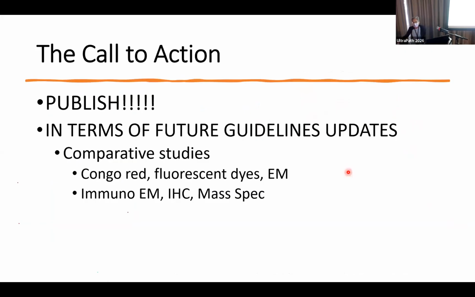In terms of the guidelines, publish what you do in your laboratories. A lot of you are very comfortable doing IHC, IF, etc., plus or minus mass spec, plus or minus EM. Please report what you are doing so that when we go back in 5 years to look at the evidence again, we have evidence and data to get evidence-based guidelines out there.